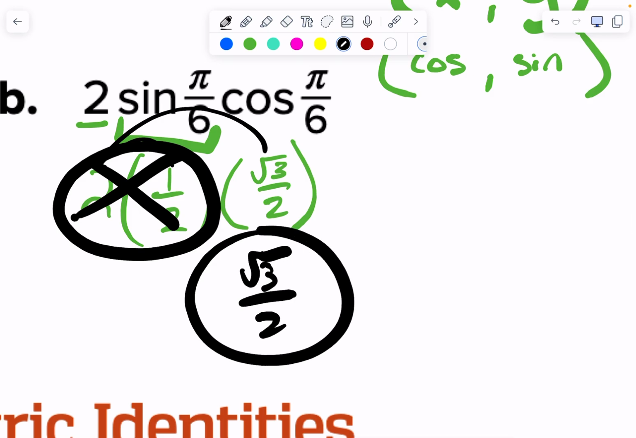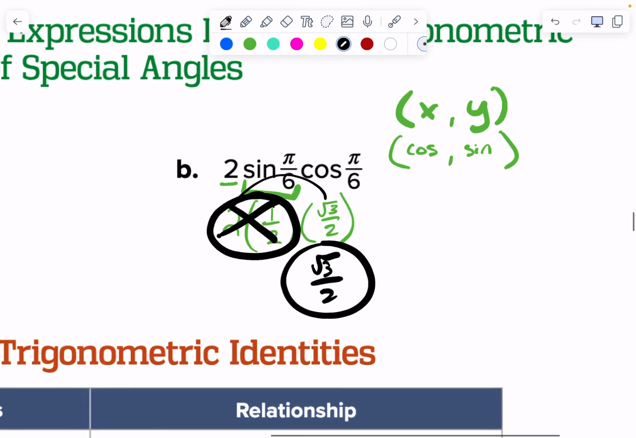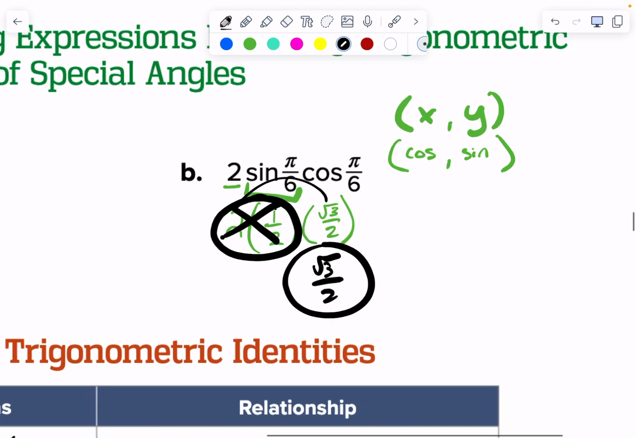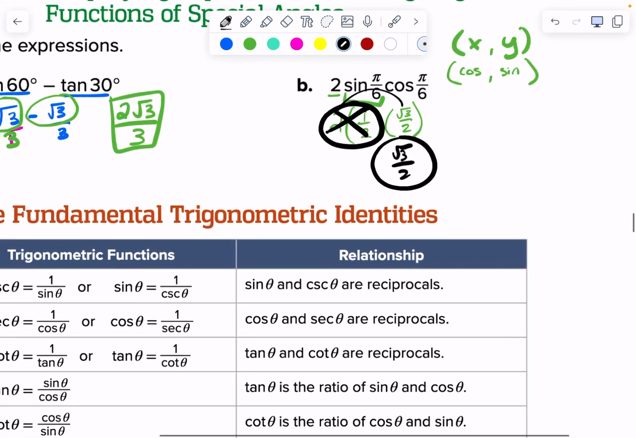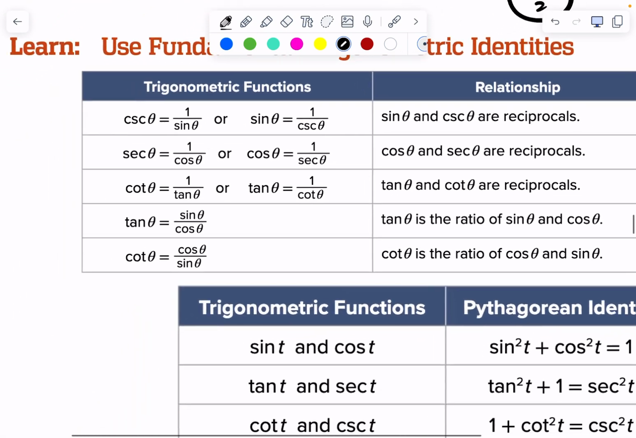Good? We are on example 5. We just got done with part B. Those are just simplifying. You're just going to try to get a reduced angle or a reduced value. Got it? We know these already.